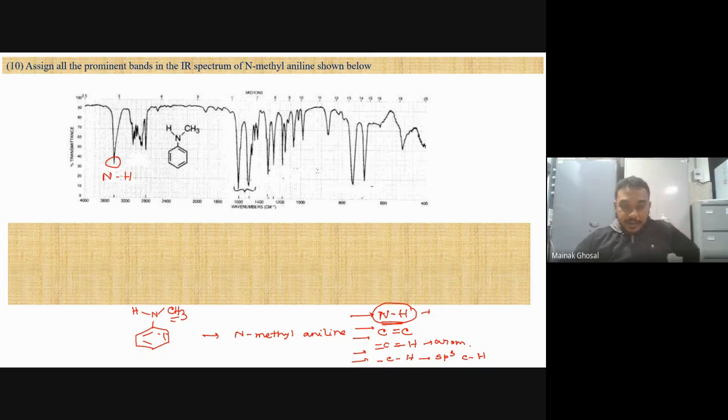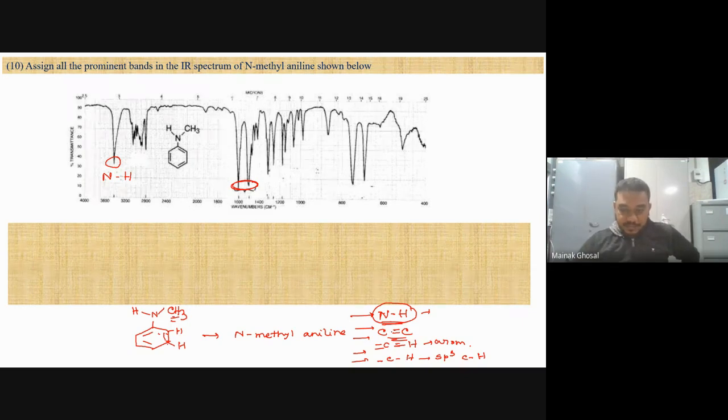Anything else? C=C? The same thing, right? 1600 to 1400, this region. Double bond CH means these hydrogens. Two types of CH are here: one is double bond carbon hydrogen and one is single bond carbon hydrogen.